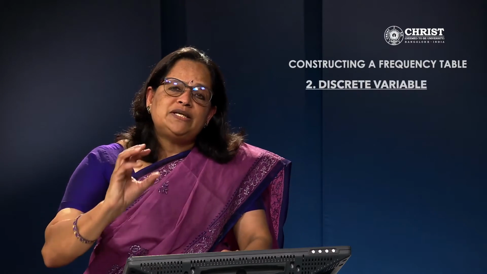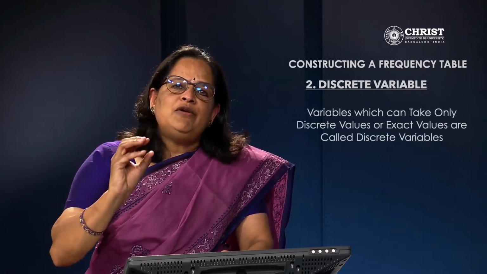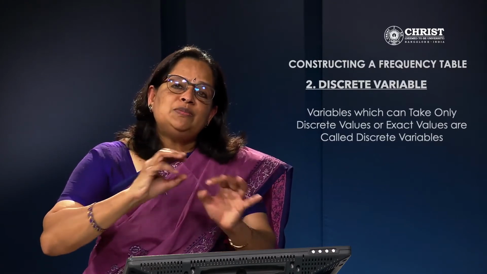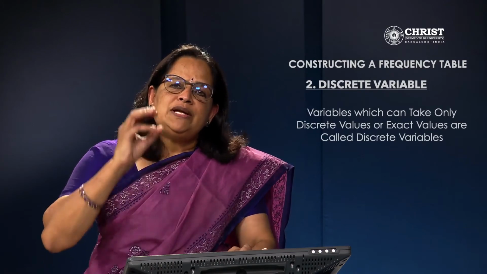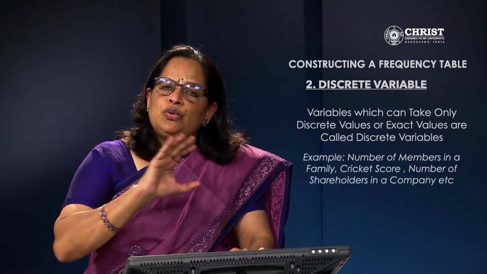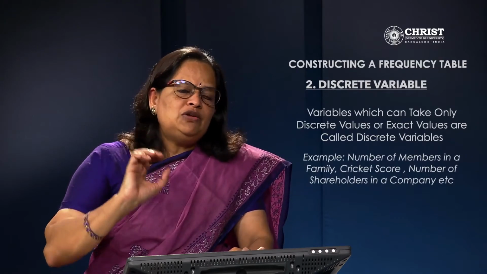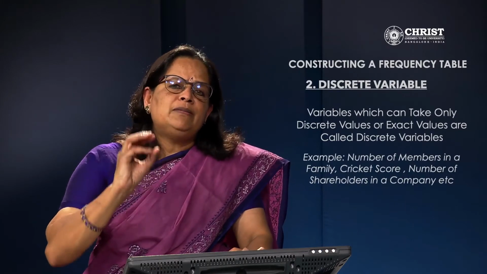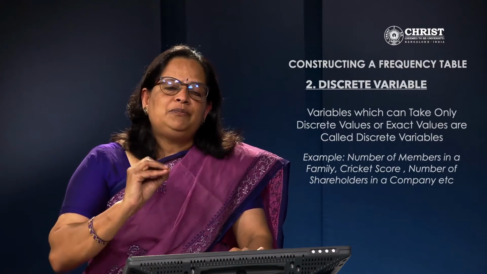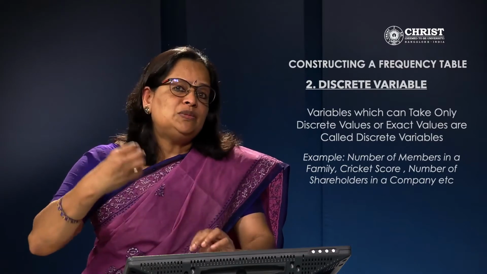Now what do you mean by discrete variable? A discrete variable can take only discrete or exact values. You cannot have decimal values for this. For example, number of members in the family, 1, 2, 3, 4. There is no question of any decimal values here. The cricket score, there are no decimal values there. Number of shareholders in a company, there are no decimal values there. That means it is a discrete variable. This is totally different from the continuous variable where the values can take decimal values.